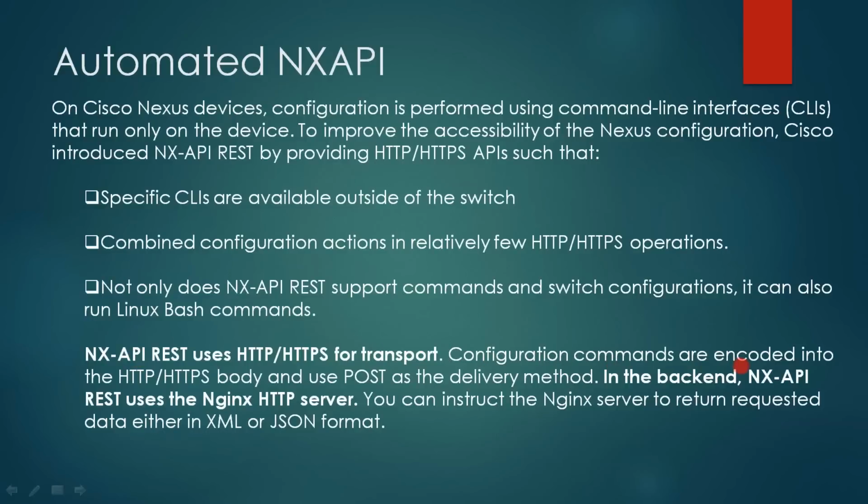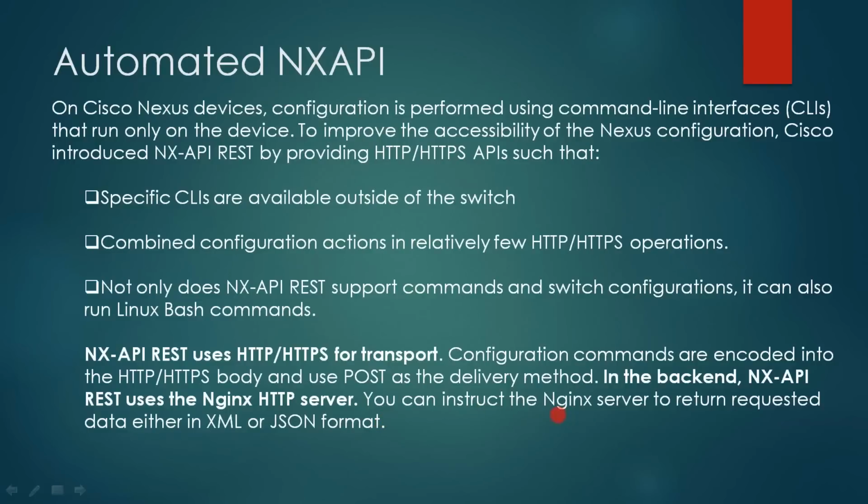Configuration commands are encoded into the HTTP/HTTPS body. We are going to see this in the program. Use POST as the delivery method. So for transport, we have HTTP/HTTPS. For delivery, we have POST. And in the backend, NX-API REST uses the NGINX HTTP server. So you can see there are three very important points: what is the transport, what is the delivery method, and where is the server.